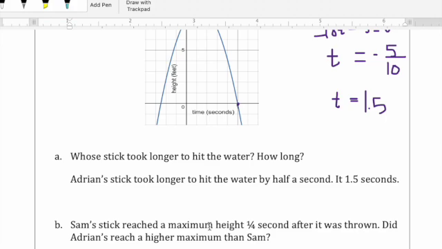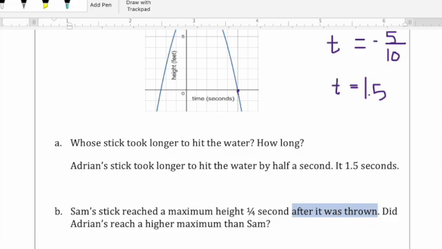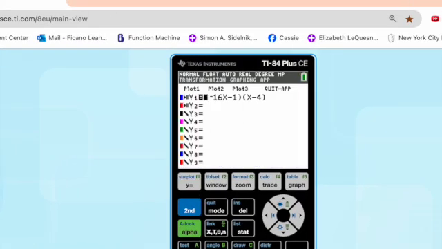Sam's stick reached a maximum height at about 1/4 second after it was thrown. Did Adrian's reach a higher maximum height? So I'm going to go into here. I'm going to plug in this equation, which was negative 10, I'm going to put x in here, minus 5, times x minus 1.5.